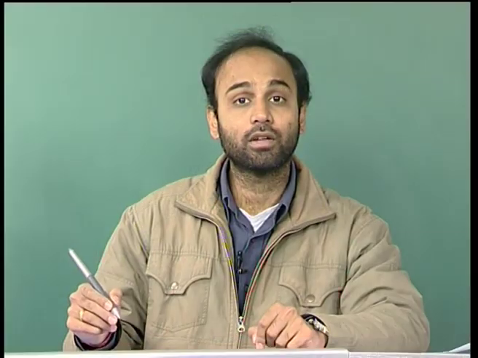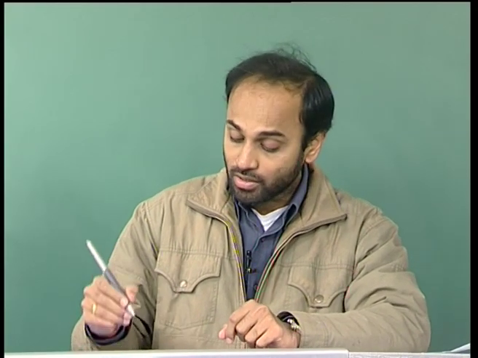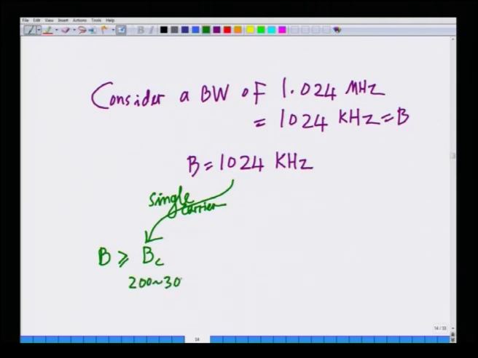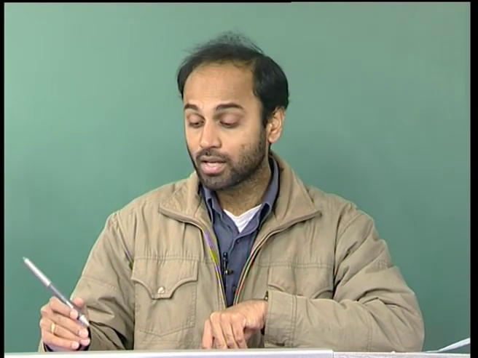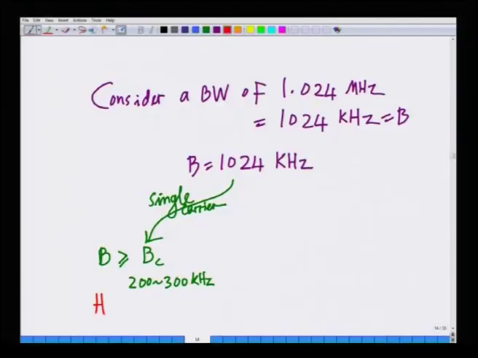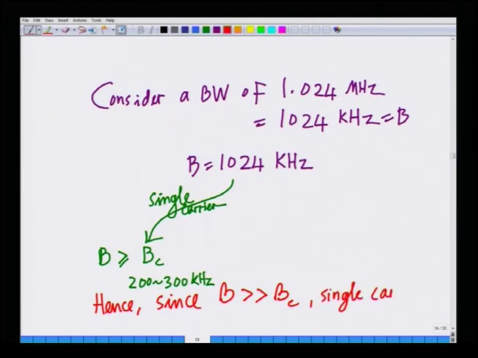Remember, several lectures earlier, in the initial parts of the course, we talked about this important idea, the coherence bandwidth, which is approximately 200 to 300 kilohertz. Since the bandwidth is much greater than the coherence bandwidth, this becomes a frequency selective channel, and we also said that in the time domain it means inter-symbol interference. Hence, since B is much greater than BC, a single carrier system experiences inter-symbol interference, or ISI.